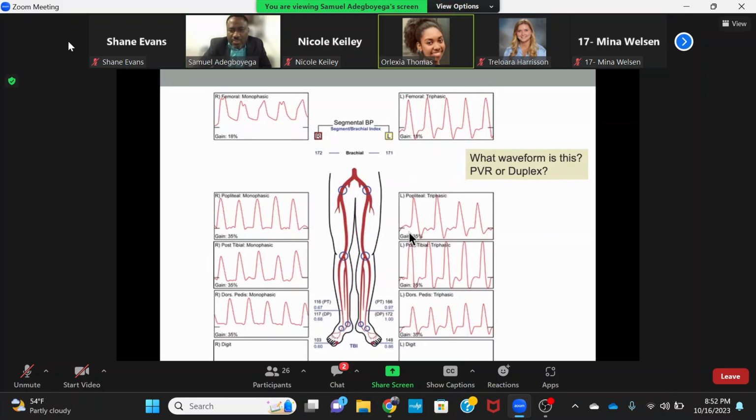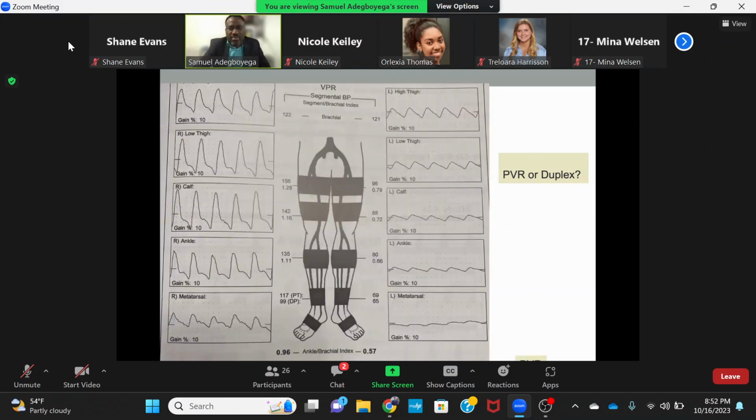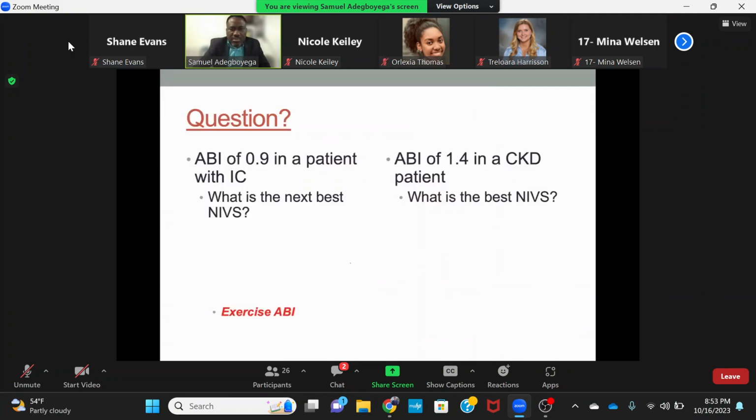Let's do it together. Wave is going up. It's coming down. Oh, a bump here. A bump here, and it's done. So it's duplex. That's right. Good job. Absolutely. Excellent. That's it. Okay, let's keep going.